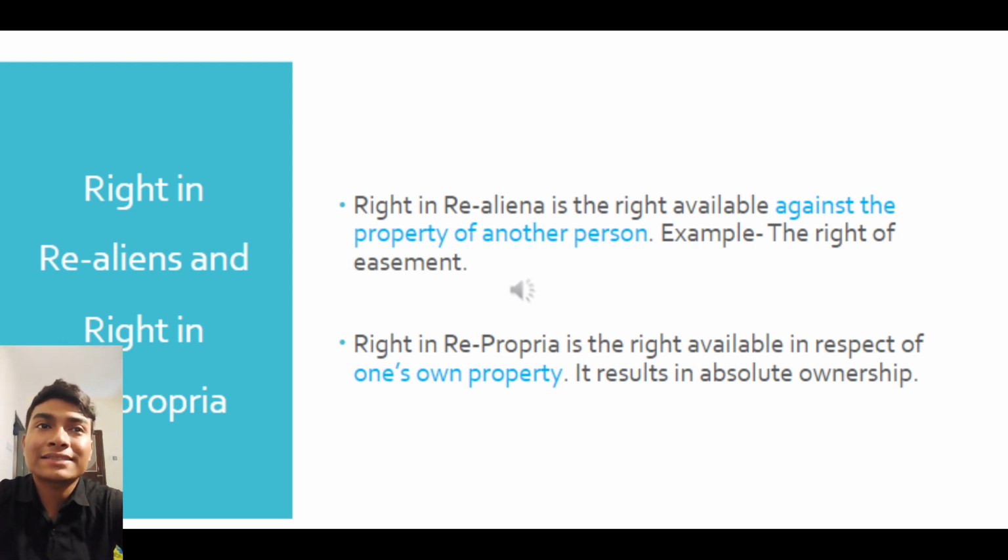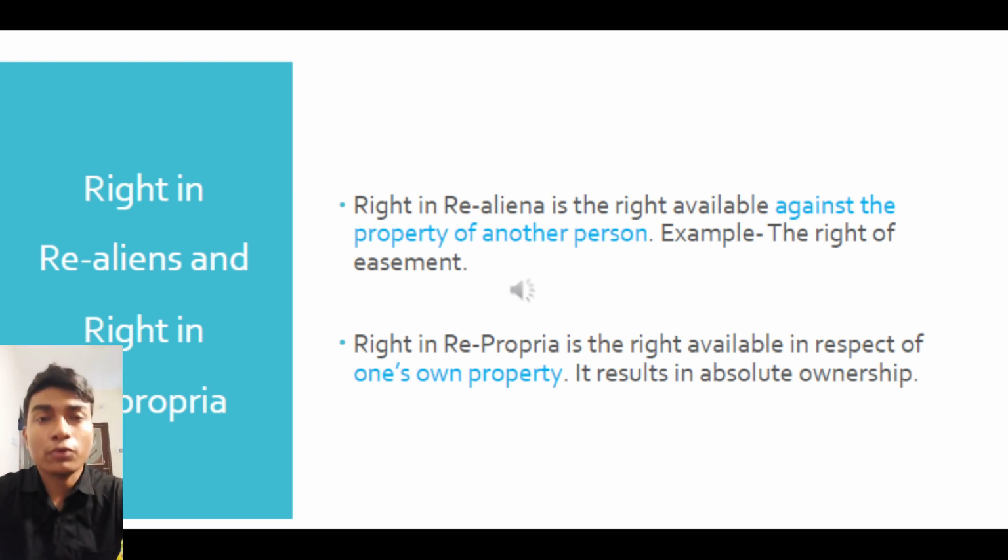Right in re aliena and right in re propria. Right in re aliena is the right available against the property of another person. Example, the right of easement. Right in re propria is the right available in respect of one's own property, in respect of absolute ownership.